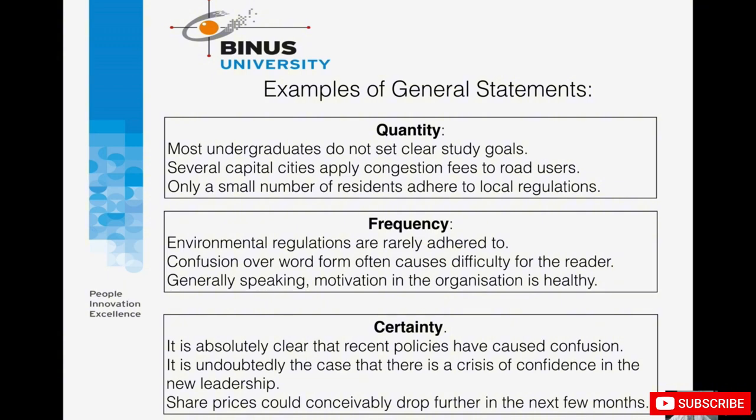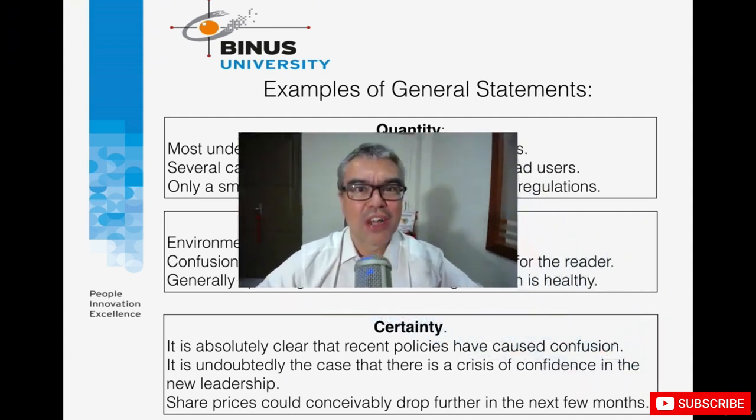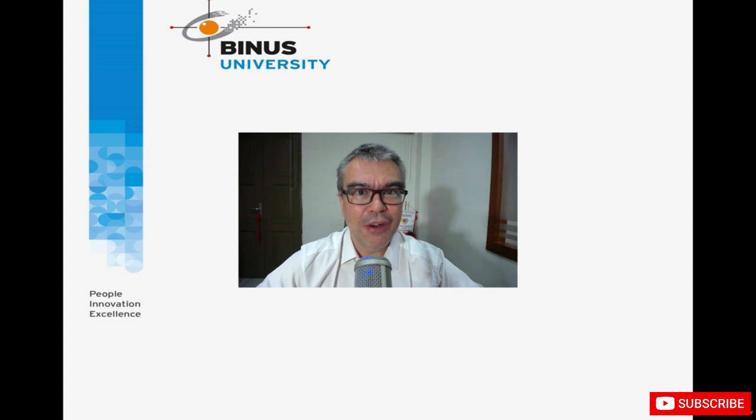This is an effective yet powerful way to write academic English. Start with a general statement, follow it up with more specific information and examples. And you can generalize in terms of quantity, in terms of frequency, and in terms of certainty. Nice and simple, but effective.